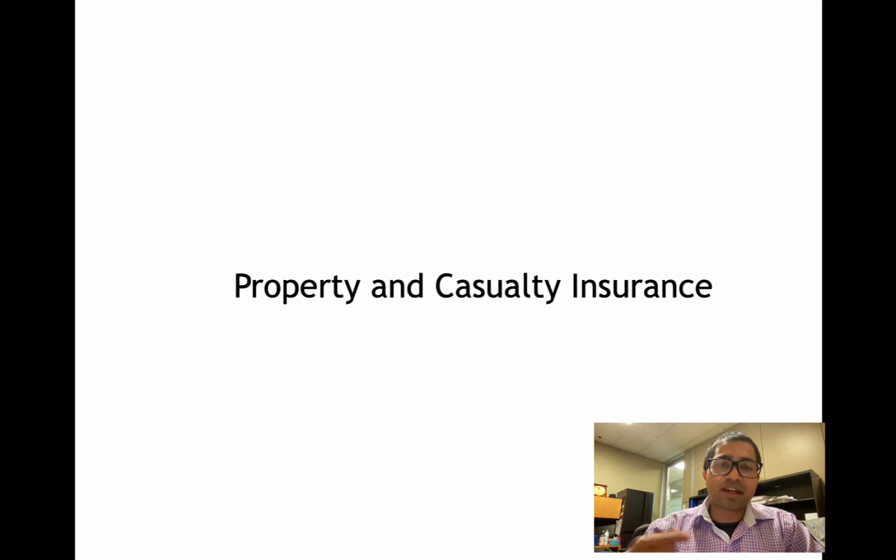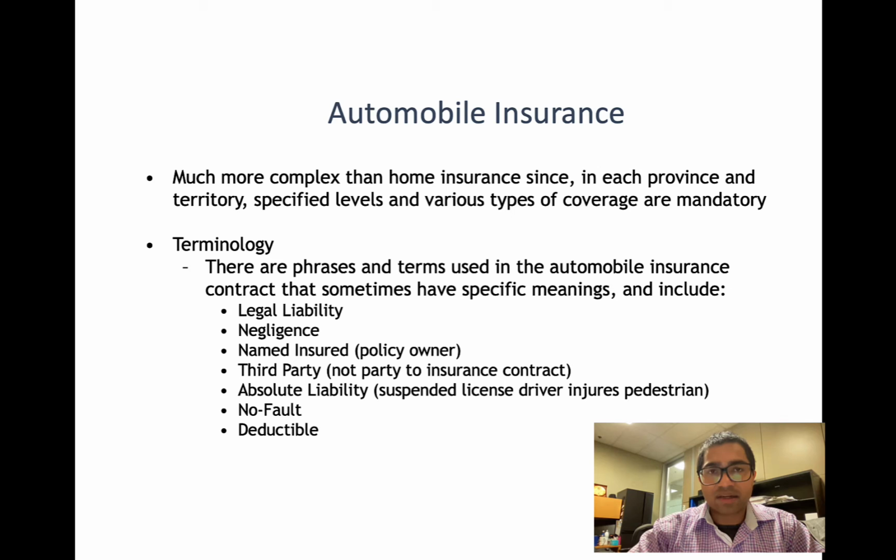Now we are going to start with the first one, property and casualty insurance. So the first part among that is automobile insurance. So imagine you're driving a car.